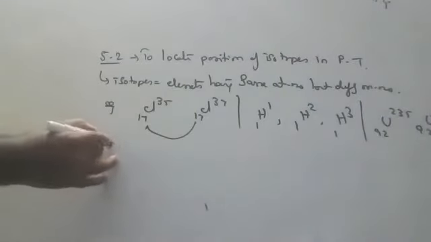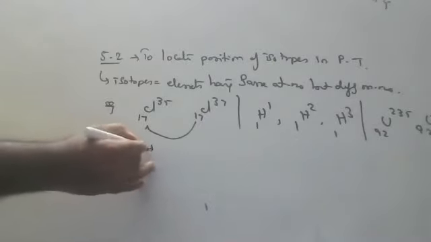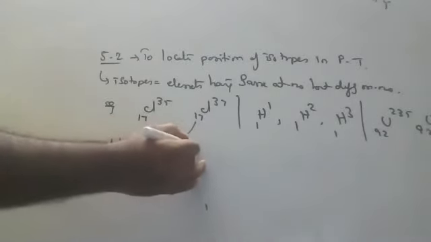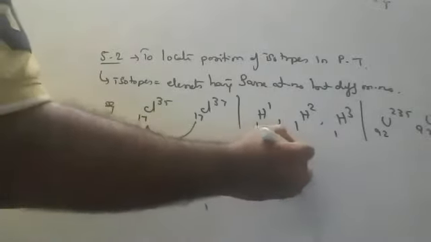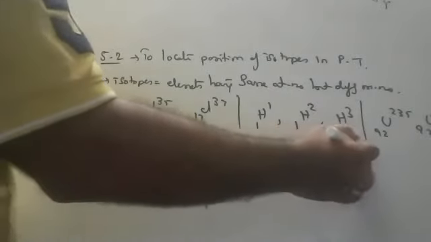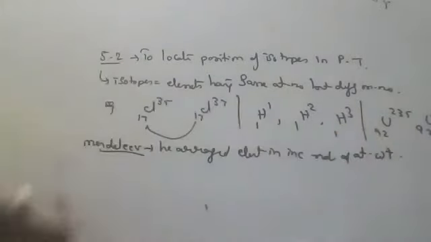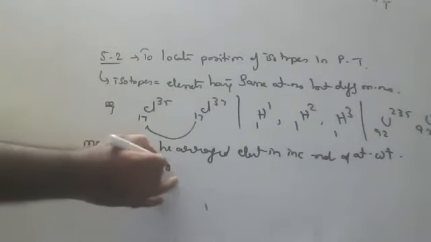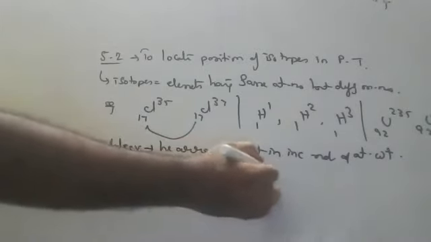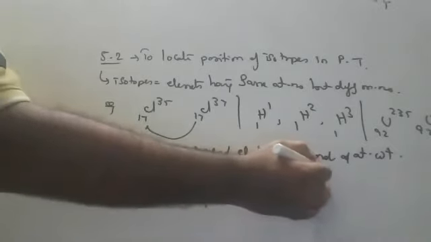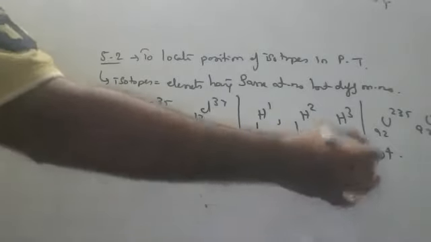According to Mendeleev, children, he arranged elements in increasing order of atomic weight. So isotopes should be kept separate.